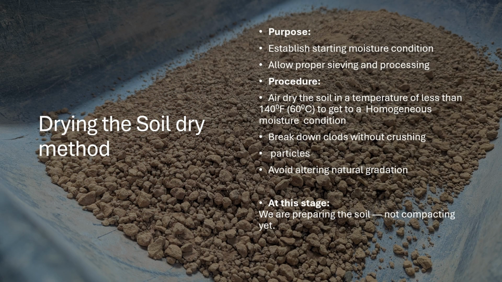Drying the soil. Next, we air dry the soil at a temperature of less than 140 degrees Fahrenheit or 60 degrees Celsius. The goal is to establish a homogeneous starting moisture condition and allow proper processing. Clods are broken down without crushing particles. We do not alter the natural gradation. At this stage, we are preparing the soil, not compacting it.